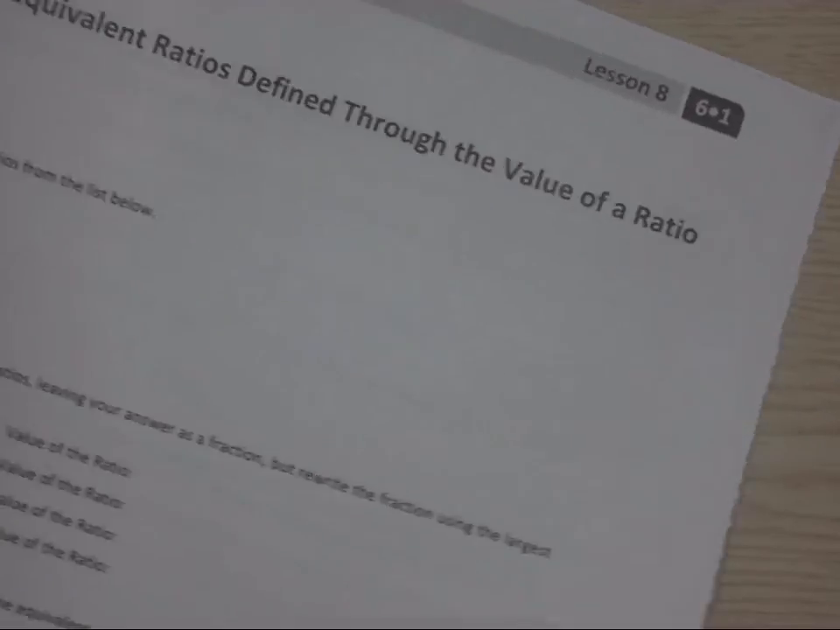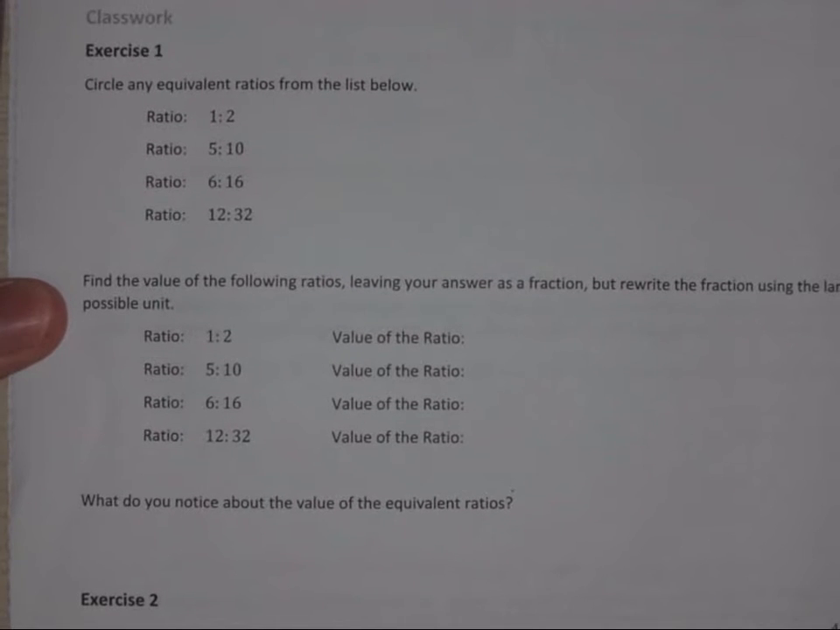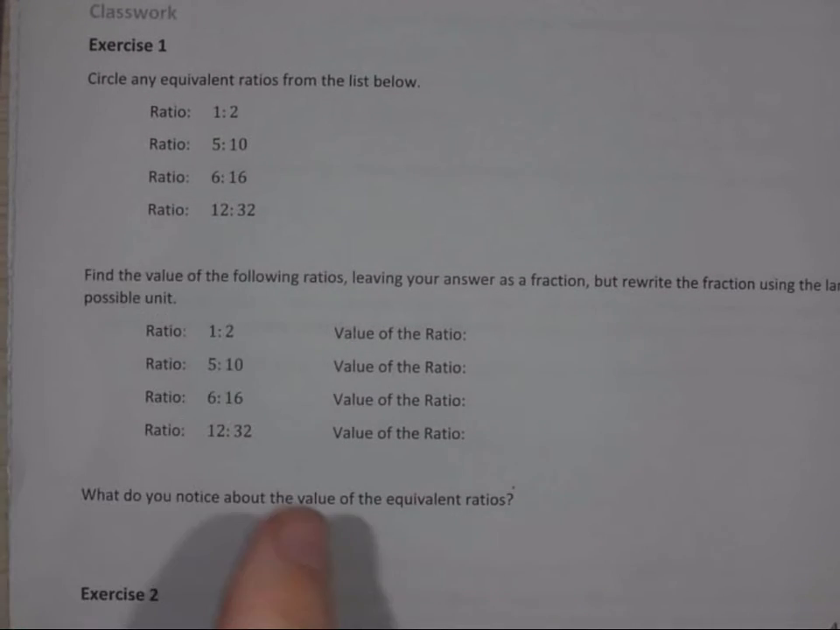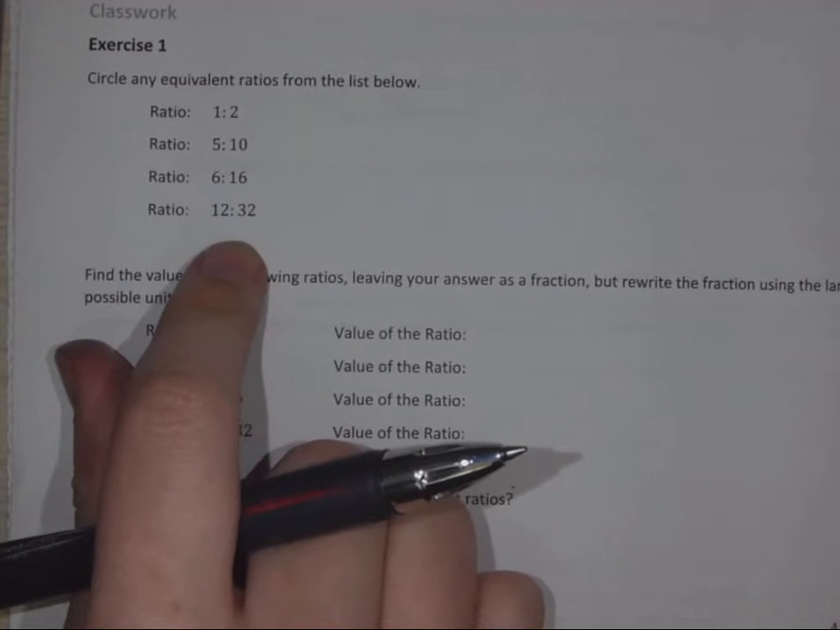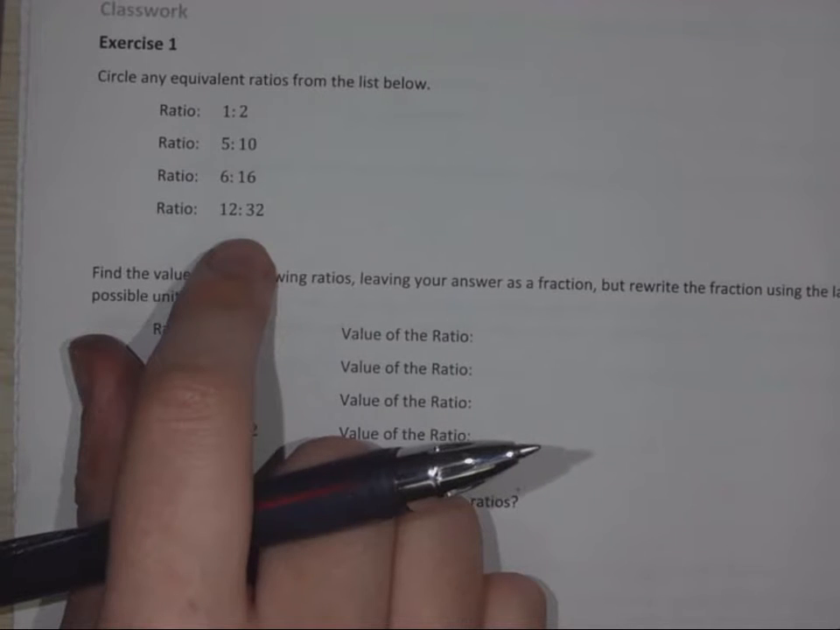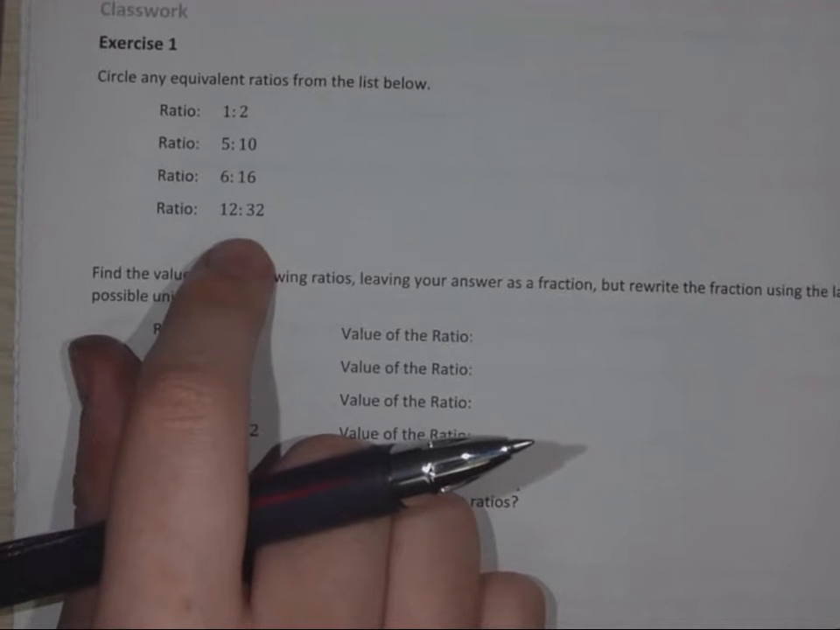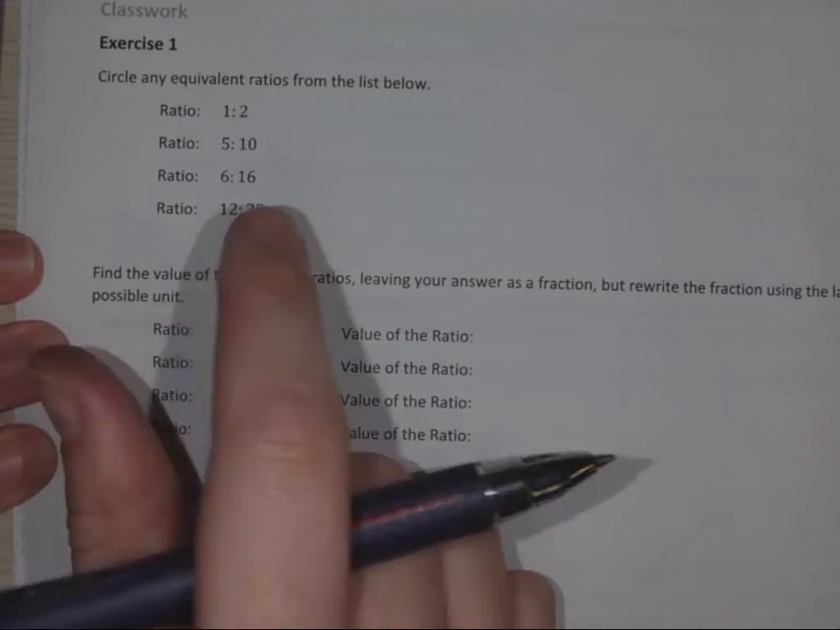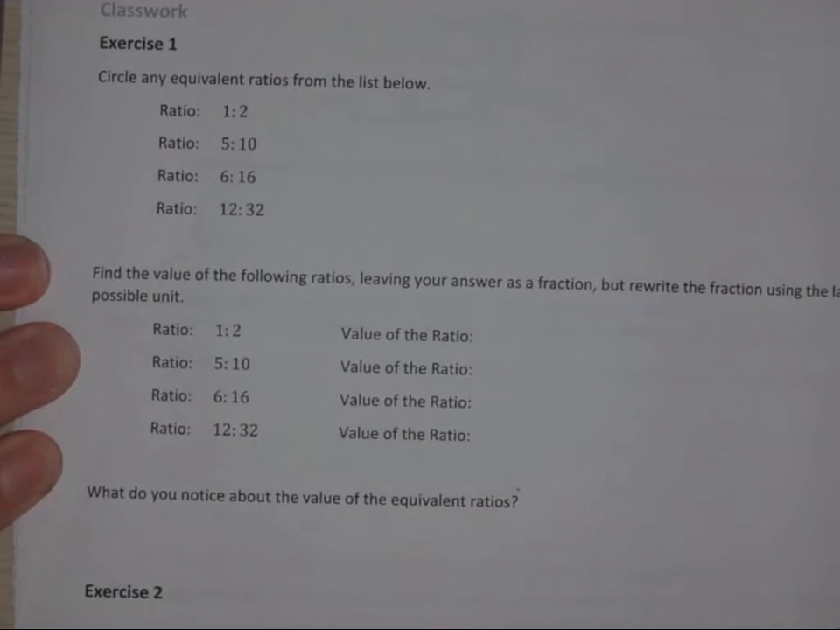Lesson 8. Exercise 1. Okay, so I want you to look at these 4 ratios on page 33 at the top. And raise your hand if you know 2 of them that are equivalent. I'll give you a second to look at them. Find 2 that are equivalent. Which 2 of them could be equivalent, Javier? 1 to 2 and 5 to 10.